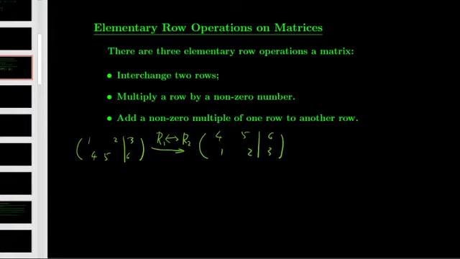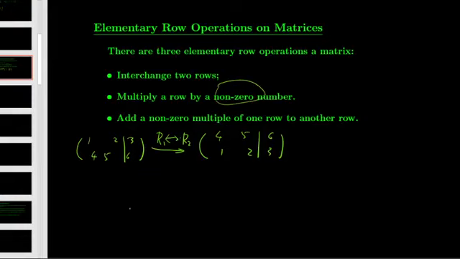I told you the meaning of operation 1. The second one is also simple. It's permissible to multiply a row by a non-zero number. I want you to emphasize non-zero number. If you multiply a row by 0, you are going to have a row consisting of all zeros. That is not allowed. It has to be a non-zero number.